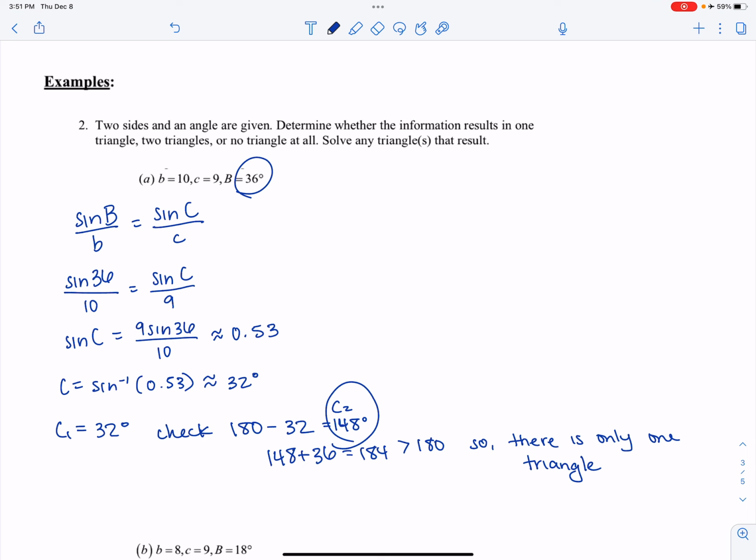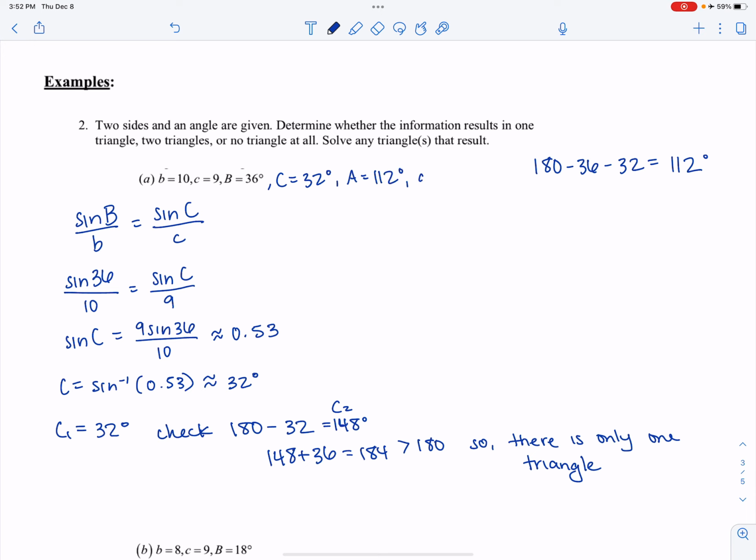So let's continue. We found C. So what we can do is 180 minus 36 minus 32. That will leave us with 112. So A is 112. And the last thing we're looking for is side A.